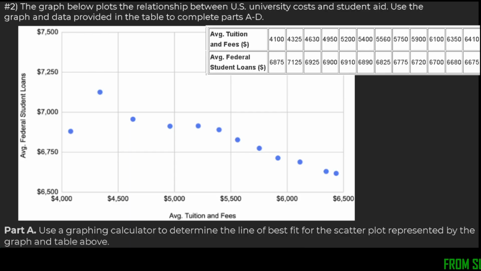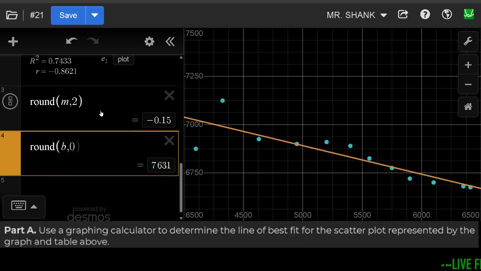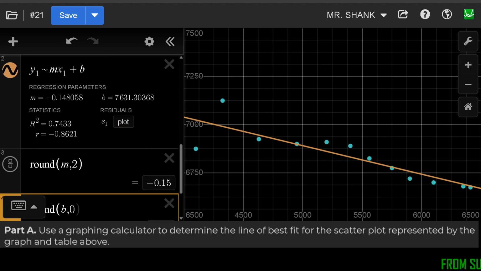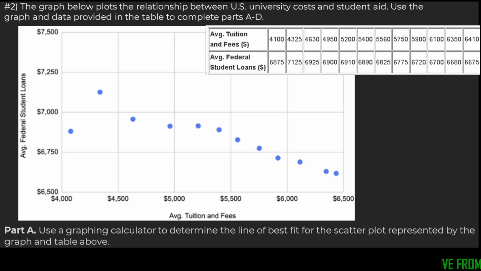So I'm going to say round parentheses b comma 0. Let me make sure it's on here so you guys see it. These are the 2 values. I would write this down if I were you. Make sure that you have those 2 values written out. I got that from our equation, and I'm rounding those 2 values because this is going to help me write my equation.